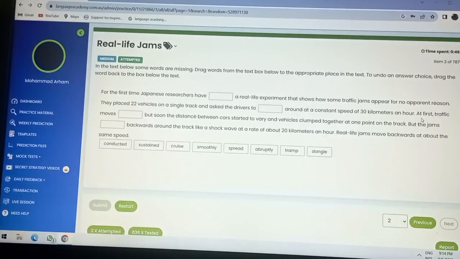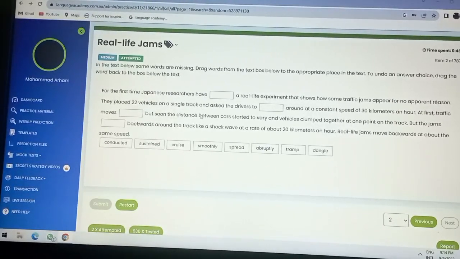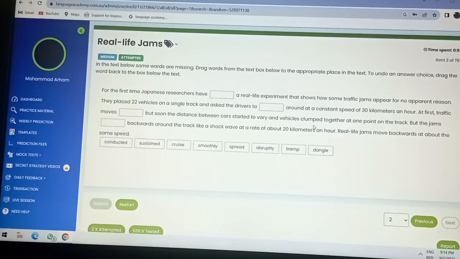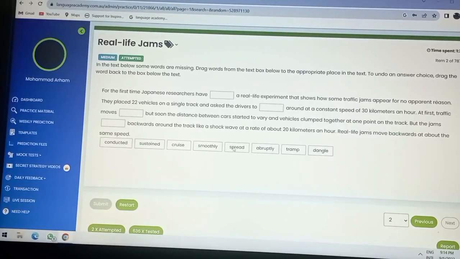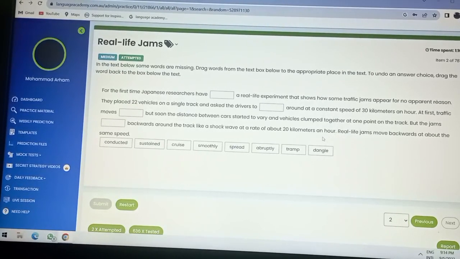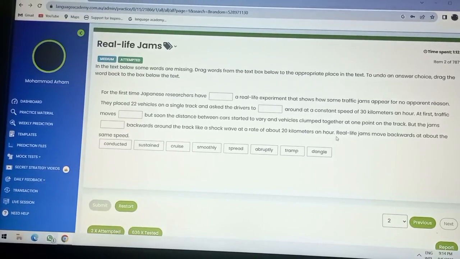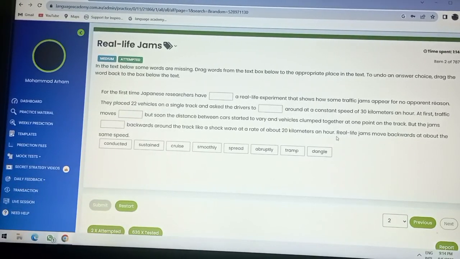At first traffic moves dash, but soon the distance between cars started to vary. Vehicles clumped together at points on the track, but the jams dash backward around the track like a shock wave at a rate of about 20 kilometers an hour. Real life jams move backward at about the same speed.